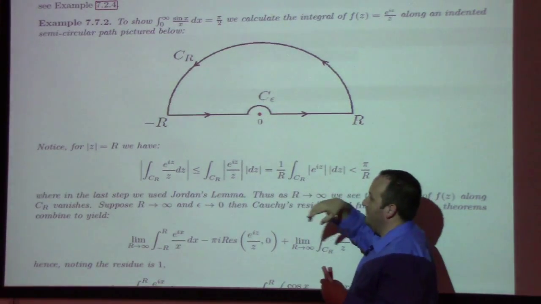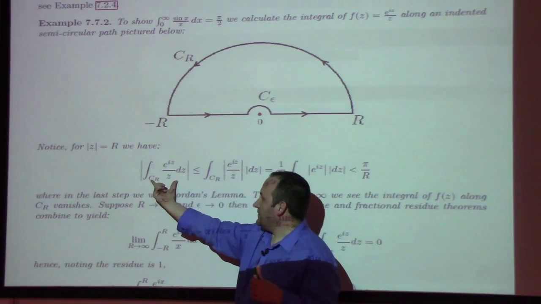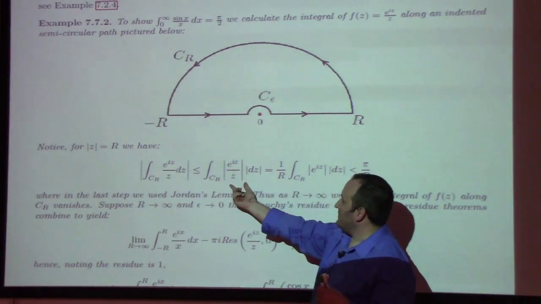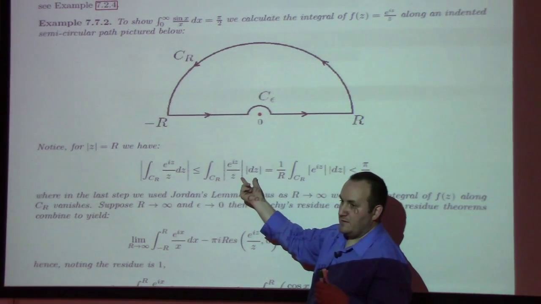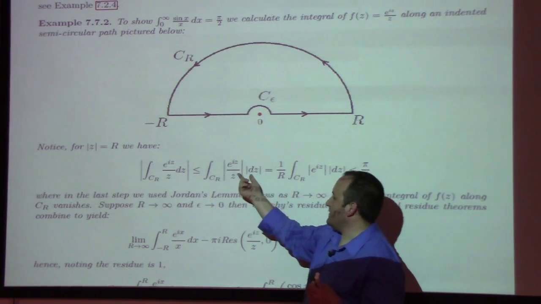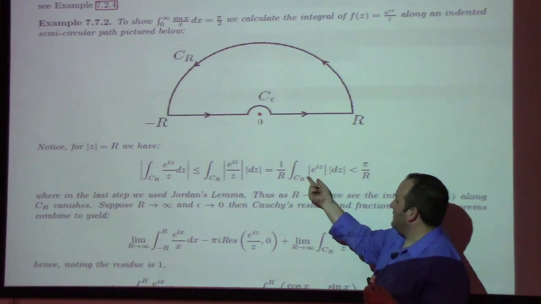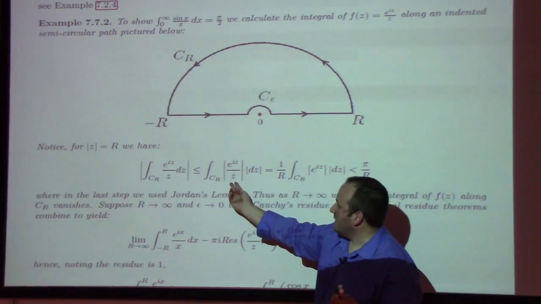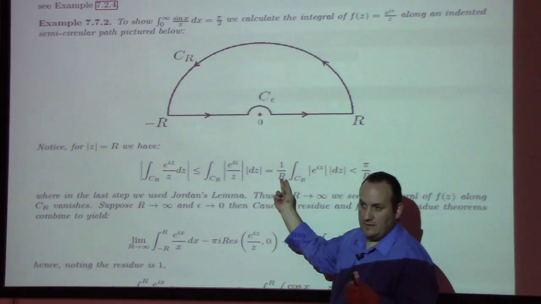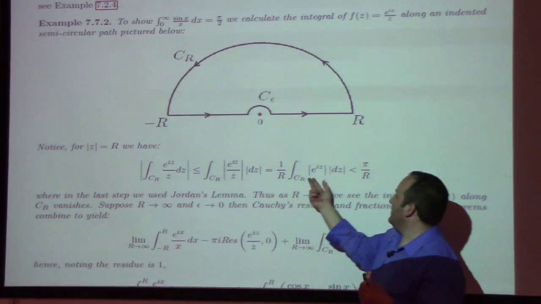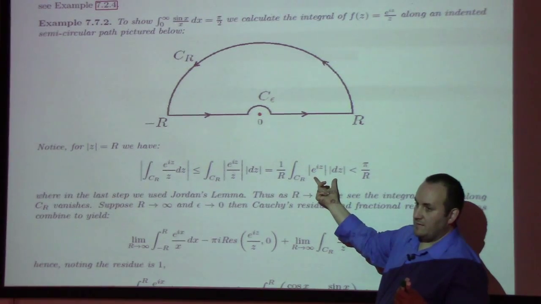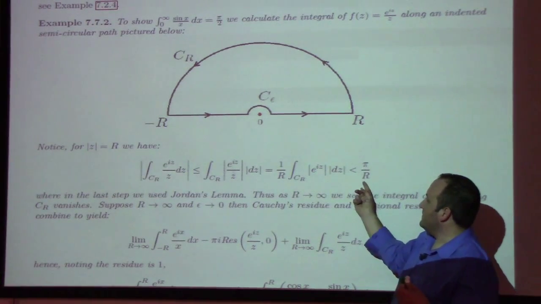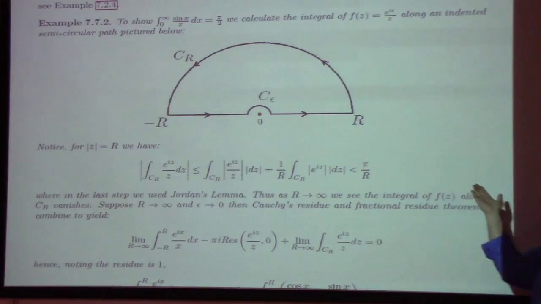Let's see why. The modulus of this is less than or equal to the modulus of e to the iz over z dz by the ML theorem, supposing that it exists. But it exists because, what's the modulus of z on the circle of radius r? It's just r. So that pulls out. But then this is exactly what Jordan's lemma told us is less than pi. So then we get pi over r. Voila. As r goes to infinity, this goes to 0.